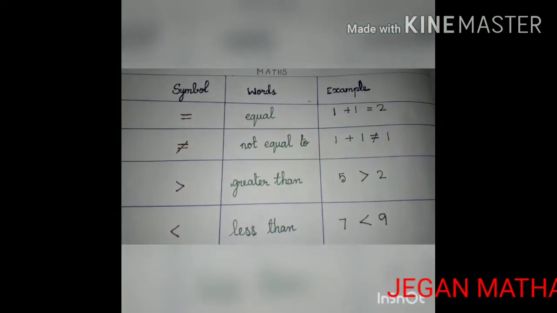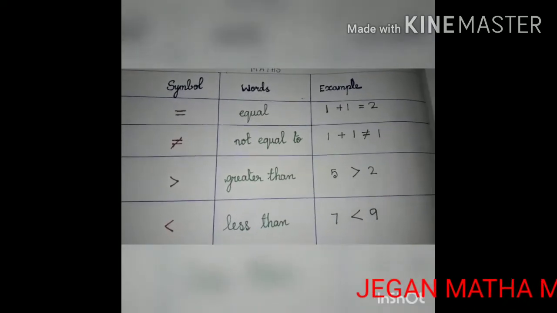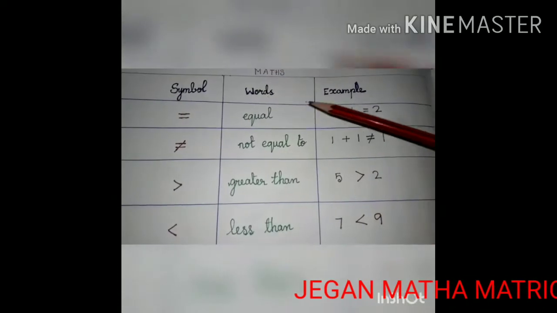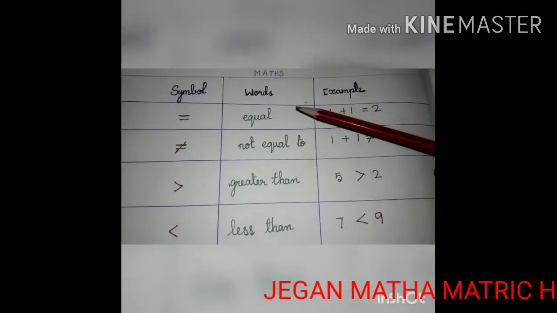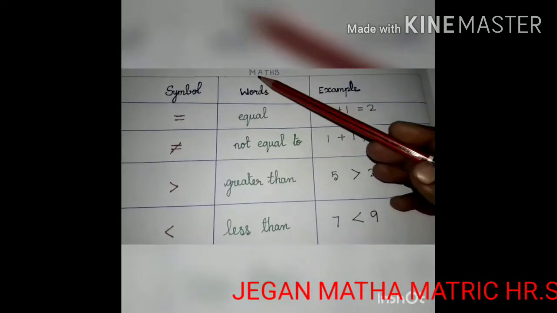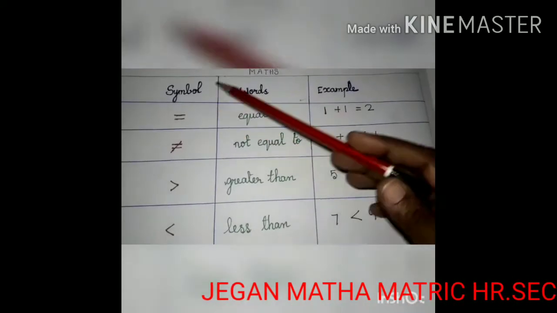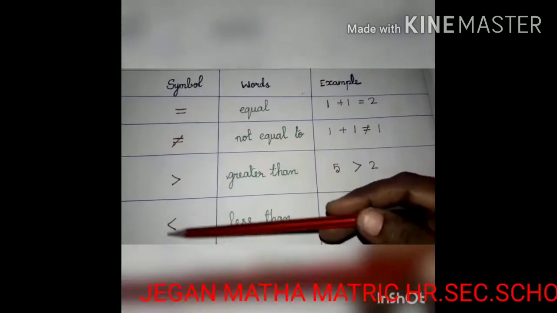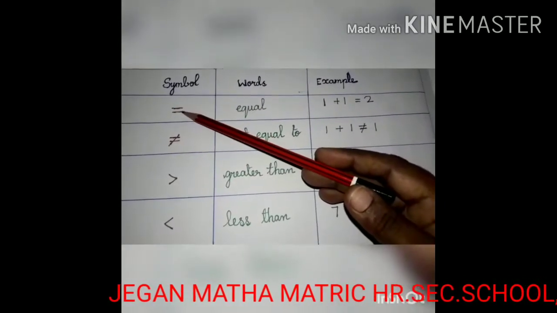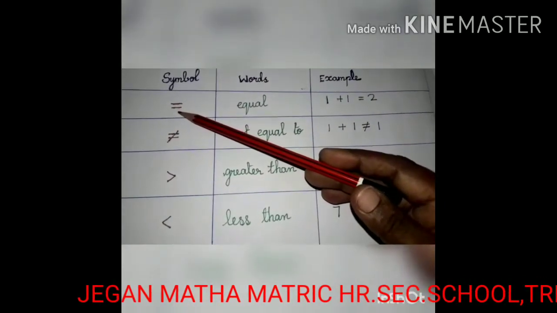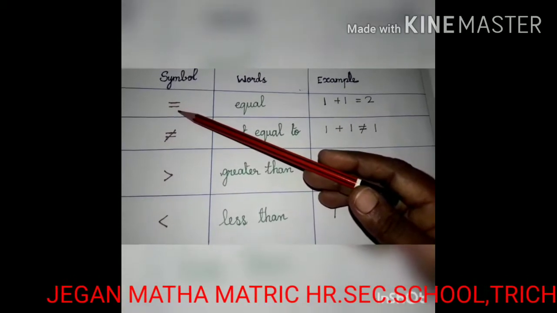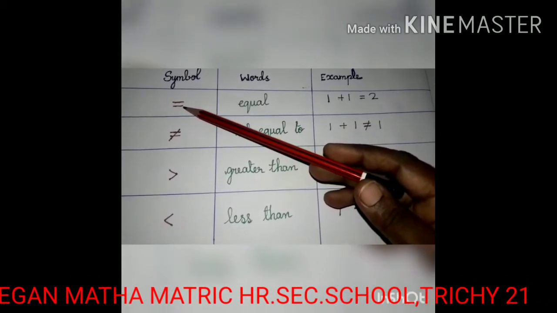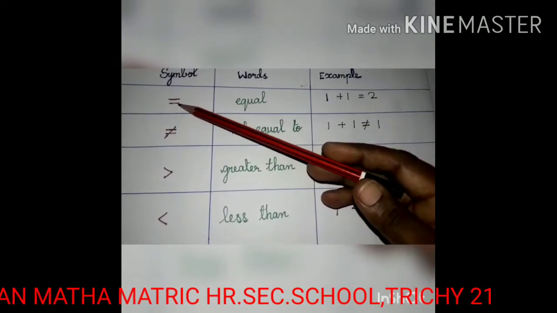Hi kids. See, look at these symbols, words and examples. Today you're going to learn this symbol in math subject. Okay, see the symbols given here. See what symbol it is. Look at this deeply. What is it? It is the equal symbol.